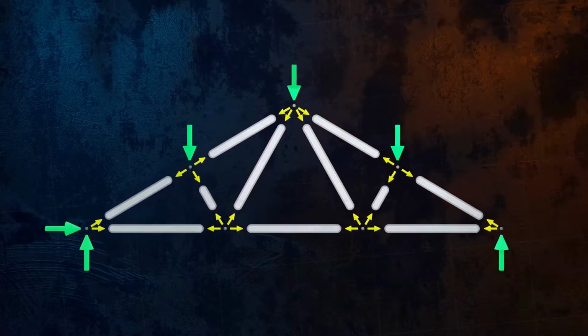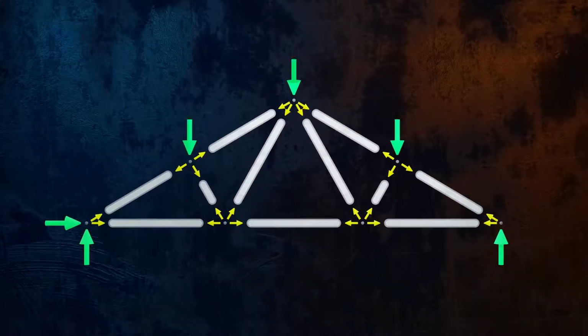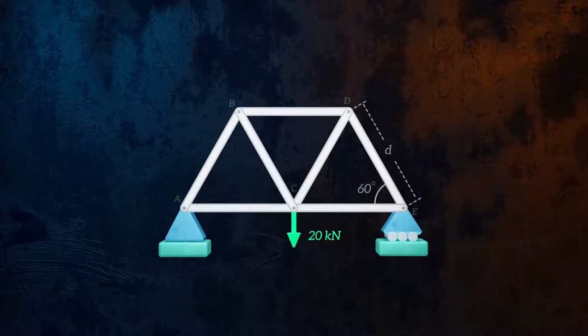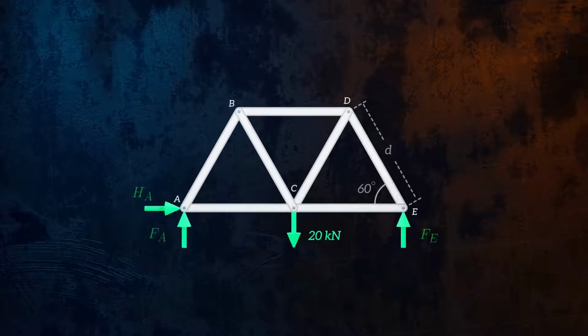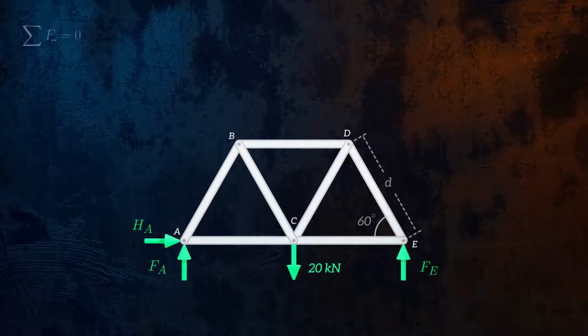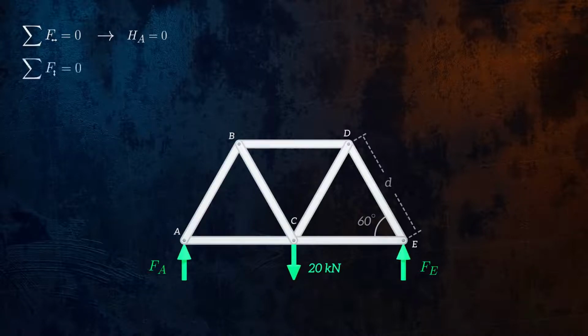Let's work through an example for a slightly simpler truss. First, let's draw the free body diagram and determine the reaction forces using our three equilibrium equations. Taking equilibrium of the horizontal forces, the horizontal force at joint A must be equal to 0, because it is the only force in the horizontal direction. Taking equilibrium of the vertical forces, the reaction forces at joints A and E must sum up to 20 kilonewtons.